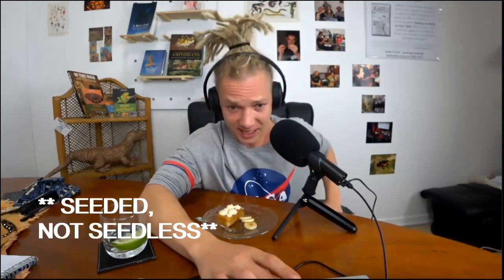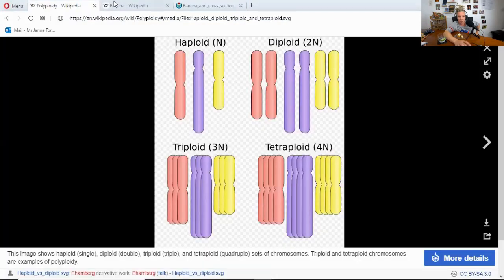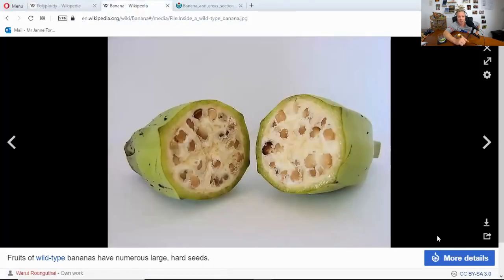So let's have a look at that here, actually. I've got a lovely picture here of, well, this is our regular banana, right? And you can see not a lot of seeds there throughout the middle. And this is a wild type banana. And you can see the lack of flesh on the inside, much more seeds. Let's just have a quick look here.